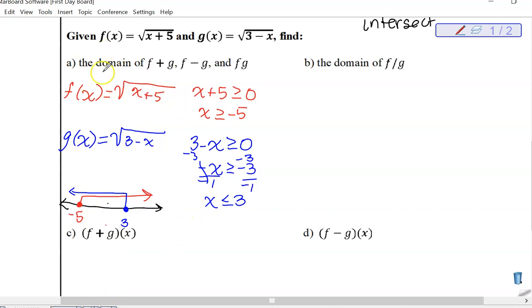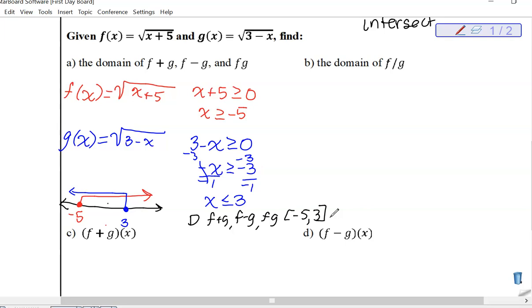The question says, what is the domain of f plus g, f minus g, and f times g? The domain of all of them will be the same domain. The outputs will be different. The functions you will create will be different, but their domains will all consist of the points from x equals -5 to x equals 3.